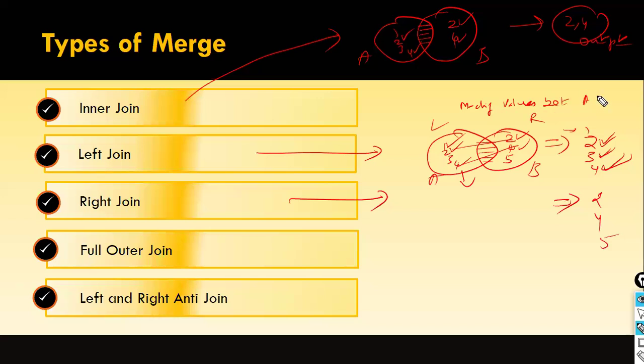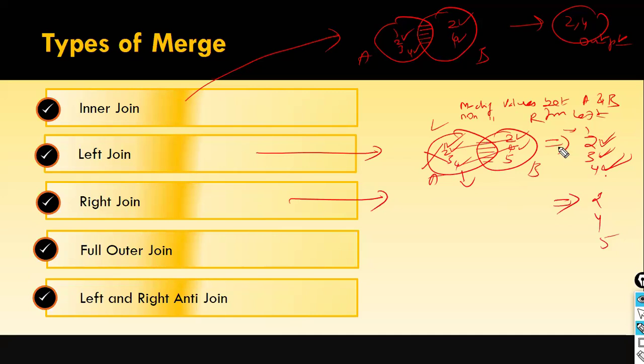In the case of the left side, the matching values between A and B, which means you are not concentrating here. What are the matching values between the two tables, A and B? It is 2, 4, right? Still 2, 4. Then the non-matching values from your left side. Once the matching values between the two data sets are retrieved, the non-matching values from the left side will get included. Non-matching values are 1 and 3, right? Matching values are 2, 4. Since it's a left outer join, it will still include 1 and 3 along with the matching values, okay?